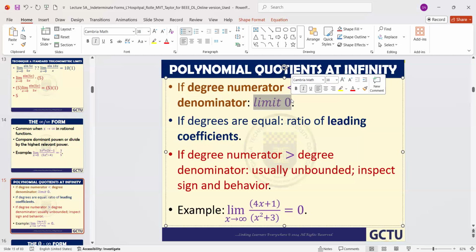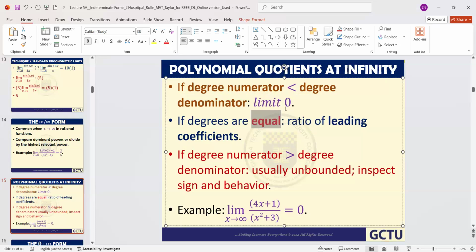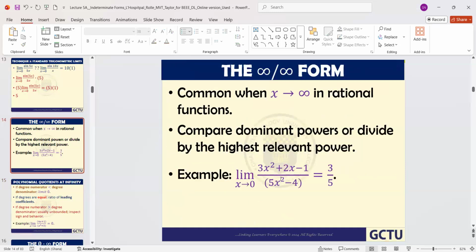This one is actually one of the things we have in rational functions. We are given a rational function, the numerator is less than that of the denominator, then we know that the limit will always be equal to 0. Now, if the degrees are equal, this is what we just saw a few minutes ago. If the degrees are equal, then it becomes the ratio of the leading coefficients. That's why the previous one we got 3 over 5, because the leading coefficient of x squared is 3 here, and that of x squared there is 5.